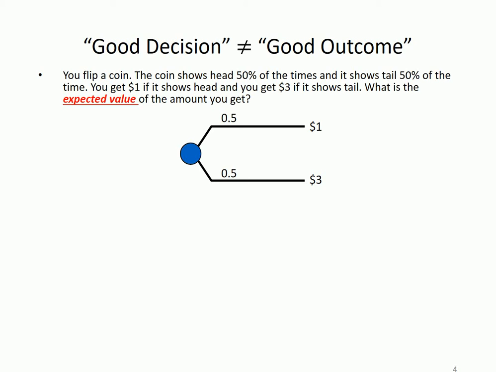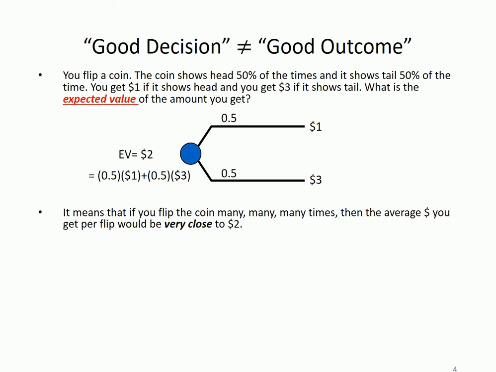So what's the expected value of the amount you will get? Well, you simply take the weighted average of the outcomes. So 0.5 probability times $1 plus 0.5 probability times $3. That will give you $2. So that means the expected value is $2 when you play the game.